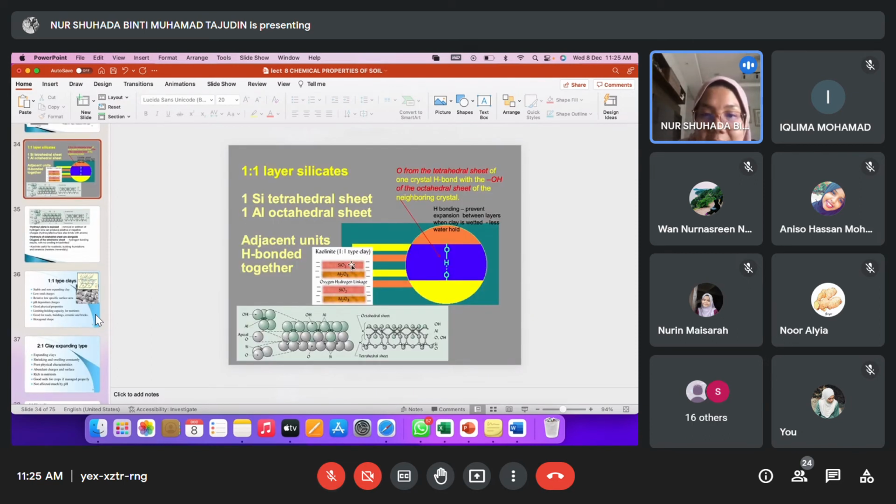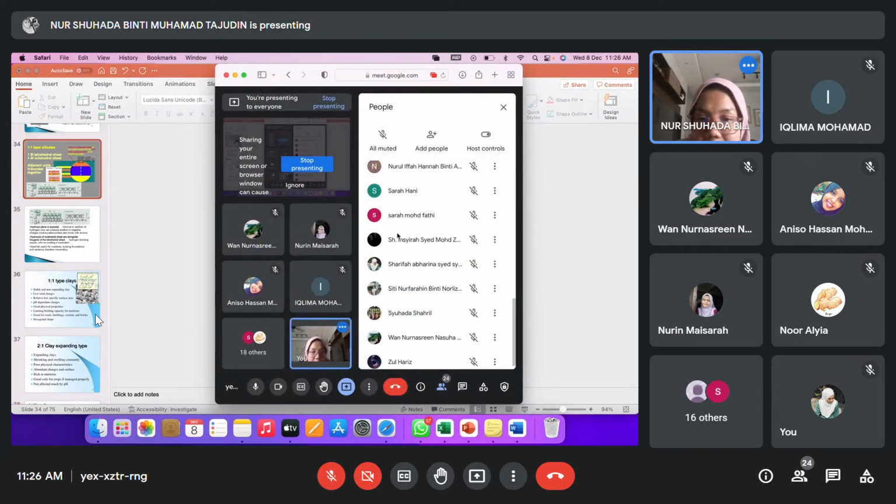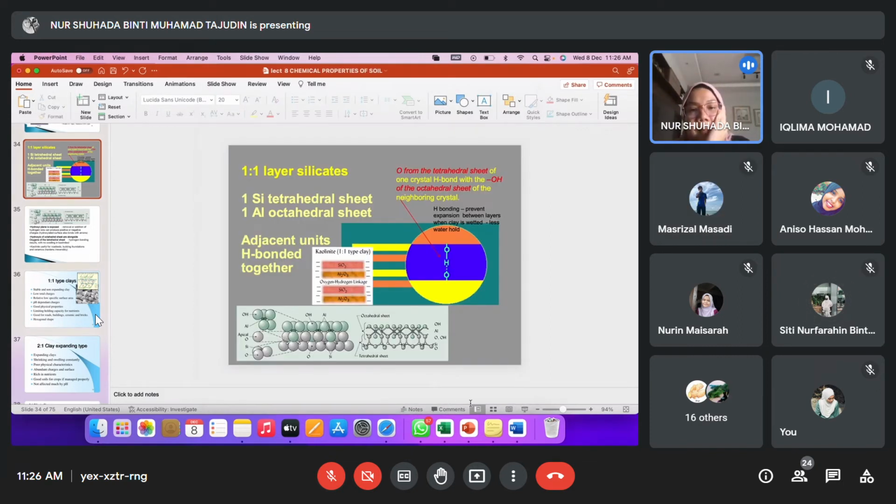So the second layer is tetra in comparison to 1-to-1. If you see, 1-to-1 is like this: tetra, octa, tetra, octa. Okay? Do you understand? Siti Nur Farahin, do you understand? Okay, so two types of clay. First is 1-to-1, 2-to-1. So 1-to-1 is usually kaolinite. Kaolinite is the name of the clay characterized by layers with one tetrahedral sheet and one octahedral sheet, stacked together.